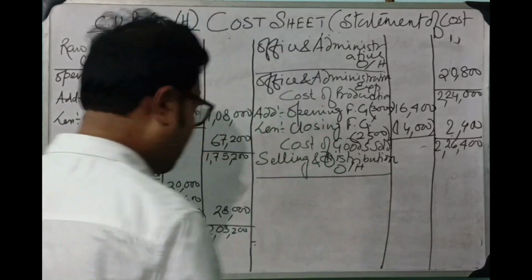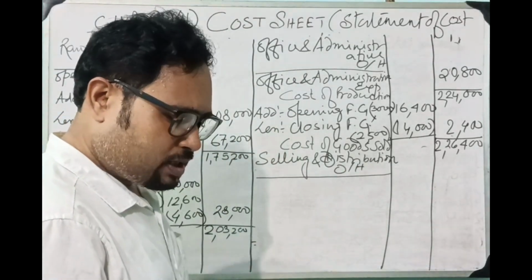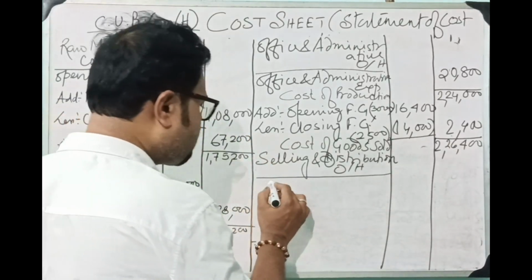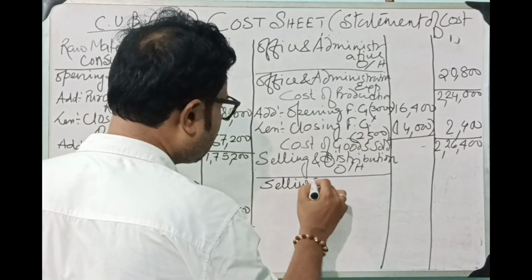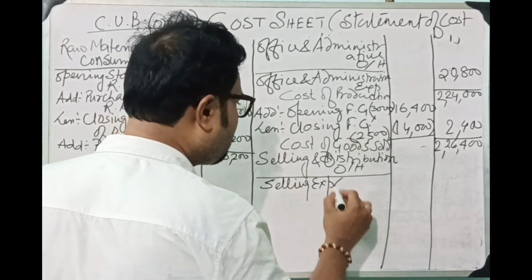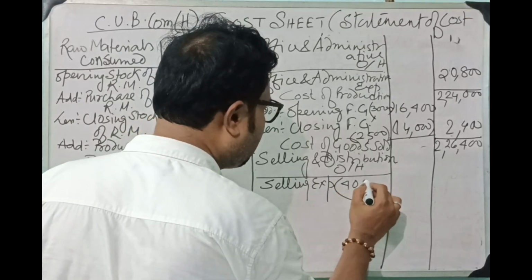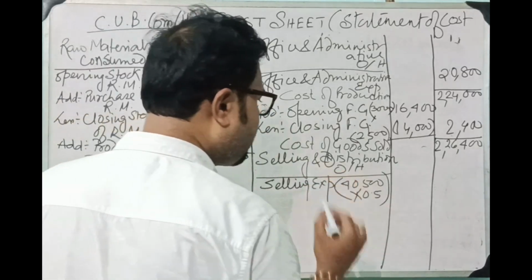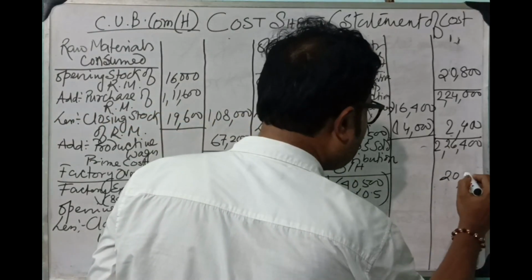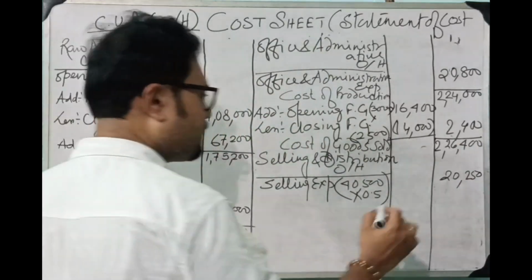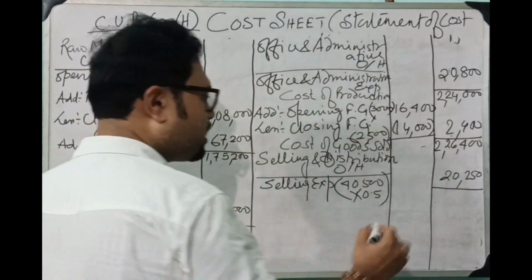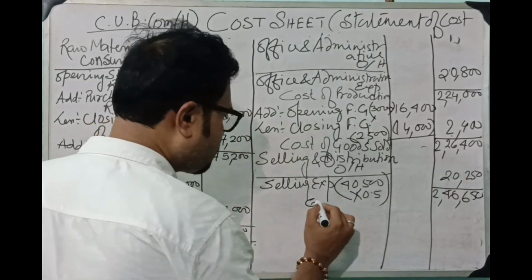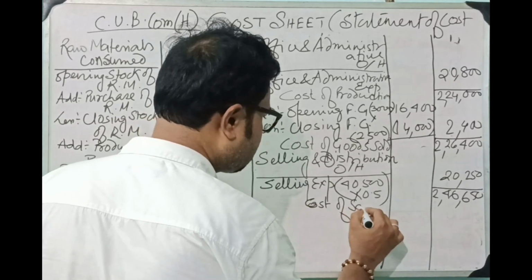They said that selling and distribution overhead is 50 paise per unit sold. So what are the selling expenses? The units sold were 40,500 and the value is 0.5. The calculation shows 20,250. 20,250 is the selling expenses. You add these two values, you will get 2,46,650. That is your cost of sales.